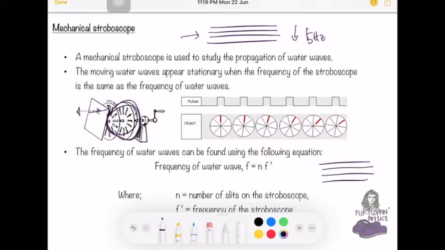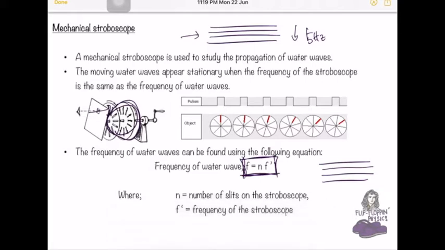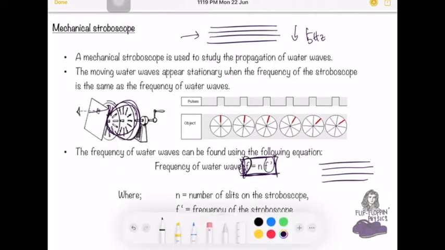Okay, and you also need to know the calculation for this stroboscope by using this formula, f = nf', whereby n is the number of slits, f is the frequency of the water just now, and f' is the frequency of the stroboscope. So f is the frequency of the vibration from the dipper, and f' is the number of turns that you get per second.